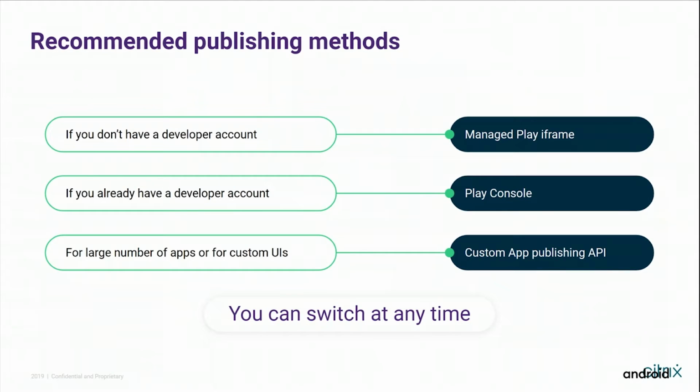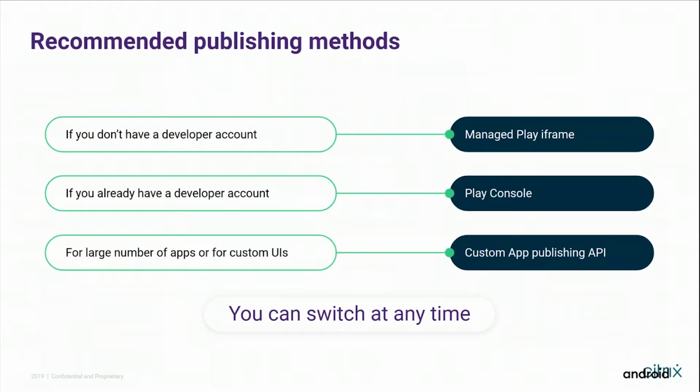So which method should you choose? What should you be aiming for? If you don't have a developer account, publish your private apps from the iframe. It's the simplest and quickest method. You can still create a developer account later if you need to and transfer your apps there. If you do, however, have a developer account for your apps already, it makes sense to keep it, because it gives you access to more features like customizing your developer profile or using the API.